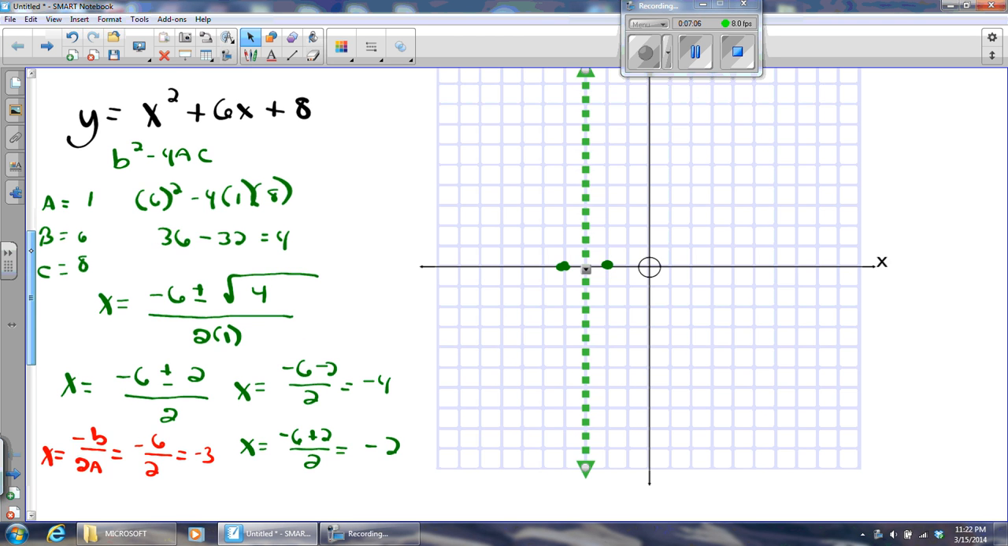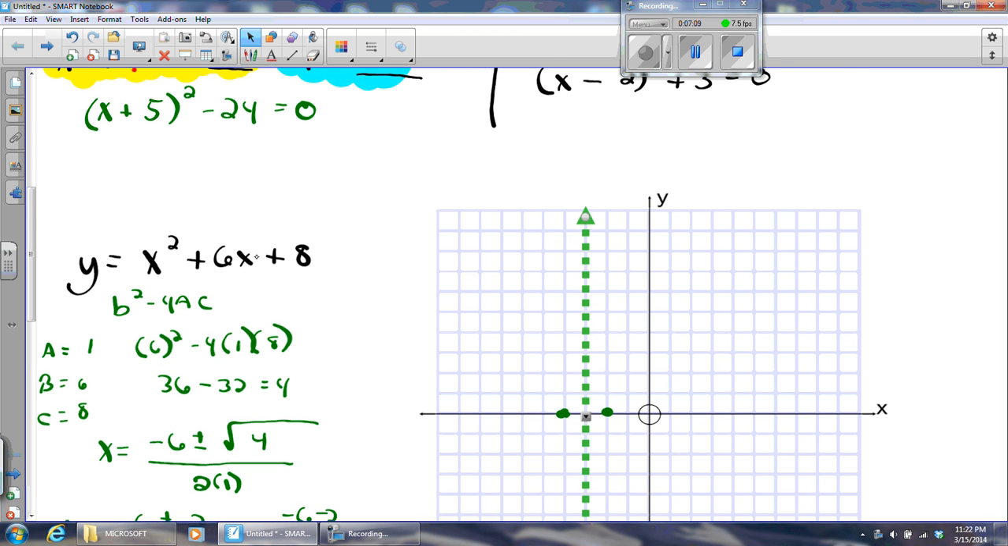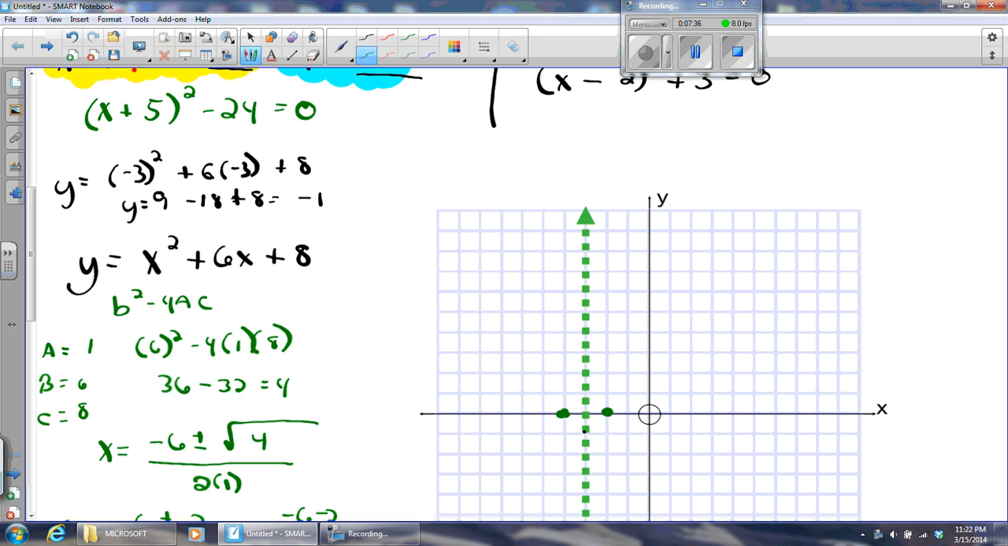And now I'm going to plug negative 3 in here. Okay, so I'm going to get y equals negative 3 squared plus 6 times negative 3 plus 8. That'll be 9 minus 18, which is negative 9, plus 8 is negative 1. So the vertex occurs there. The vertex is at negative 3, negative 1, right?